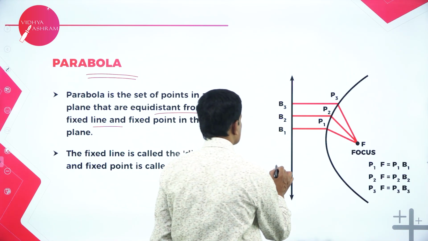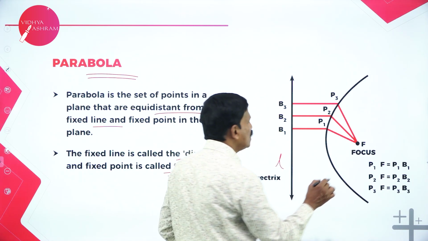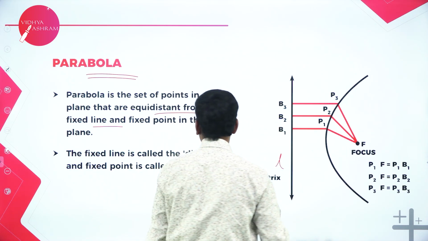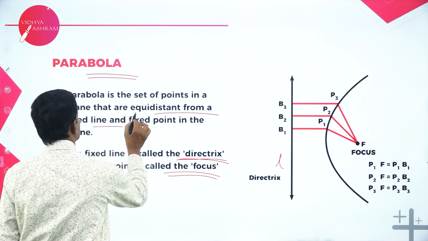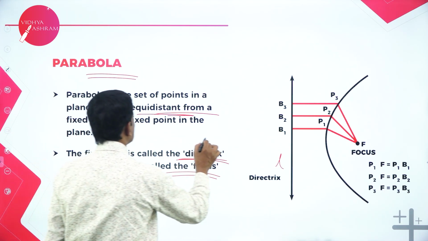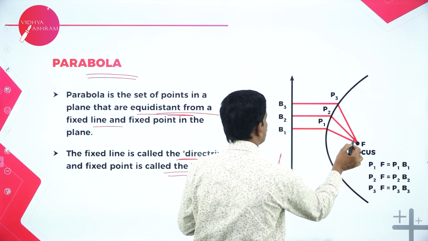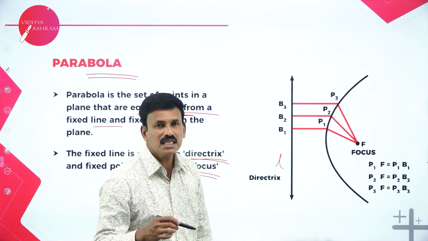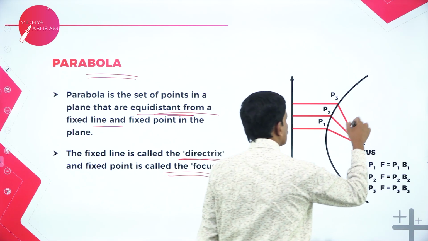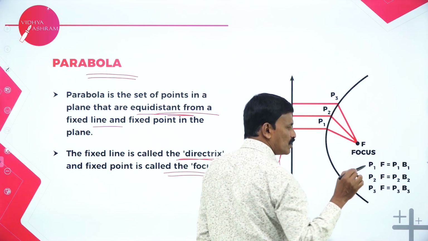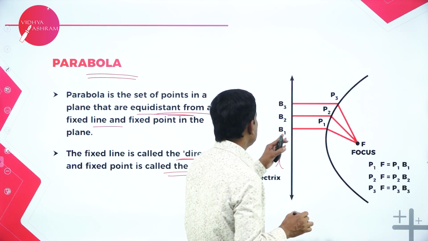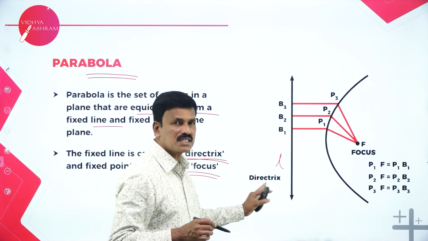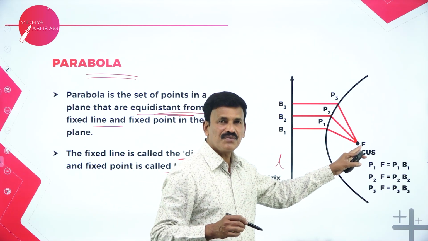So this is the directrix L, the fixed line, and this is the fixed point that is called the focus. A parabola is a set of points in a plane that are equidistant from a fixed line and the fixed point. Let us consider P as any point on the curve. Let P1, P2, P3 be any points on the curve. F is the focus. B1, B2, B3 are any points on the fixed line. L is the fixed line, called the directrix, and F is the focus.